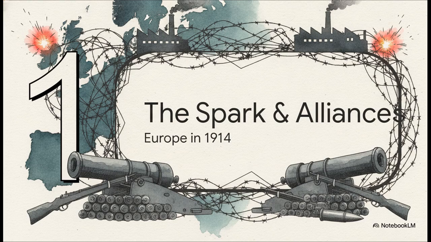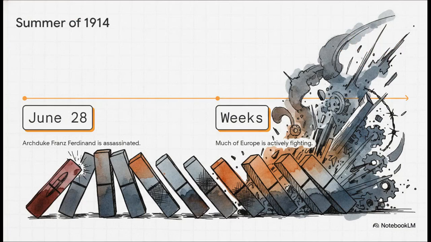Okay, let's dive into this. So, picture the summer of 1914. Europe was a total powder keg of competing empires and massive armies. You had these powerful, industrialized nations aggressively competing for global influence, stockpiling weapons, forming these incredibly complex networks of alliances, and then the match was struck. On June 28th, Archduke Franz Ferdinand is assassinated in Sarajevo. Now, initially, this might have seemed like a regional, localized tragedy, but because of those simmering tensions we just talked about, the domino effect was breathtakingly fast.